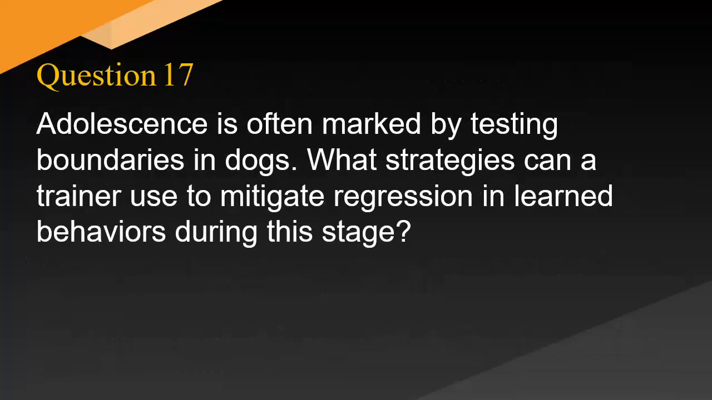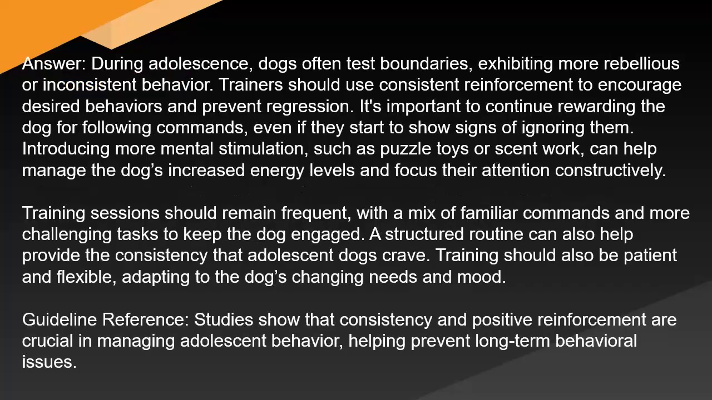Adolescence is often marked by testing boundaries in dogs. What strategies can a trainer use to mitigate regression in learned behaviors during this stage? Answer: During adolescence, dogs often test boundaries, exhibiting more rebellious or inconsistent behavior. Trainers should use consistent reinforcement to encourage desired behaviors and prevent regression. It's important to continue rewarding the dog for following commands even if they start to show signs of ignoring them.